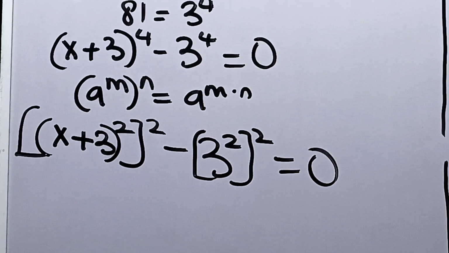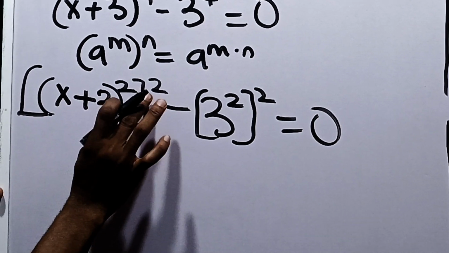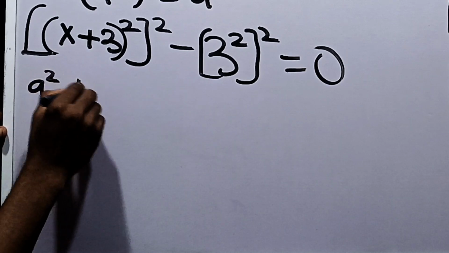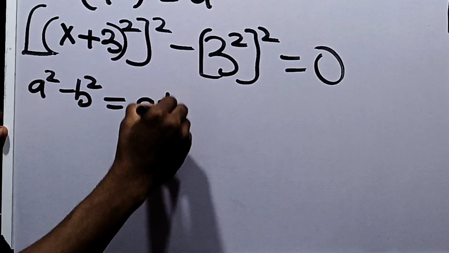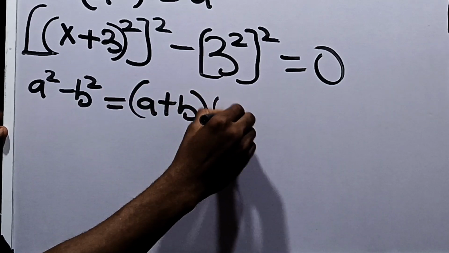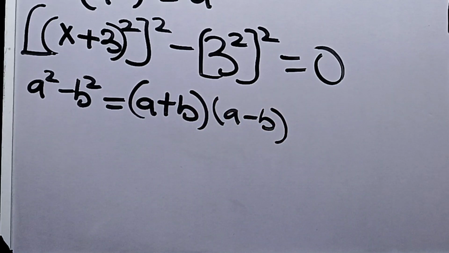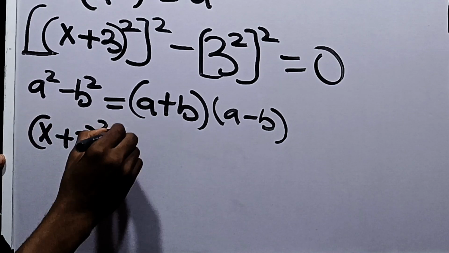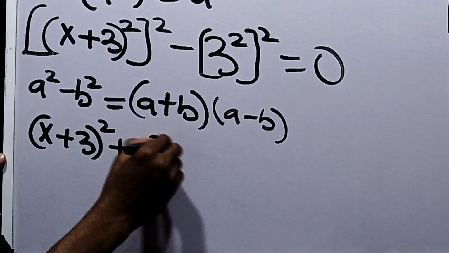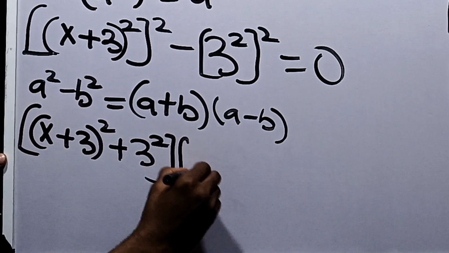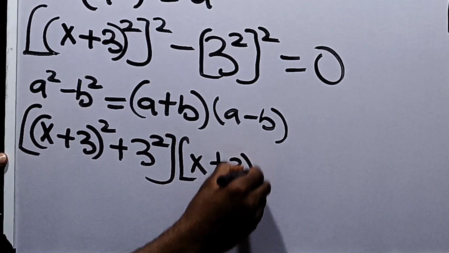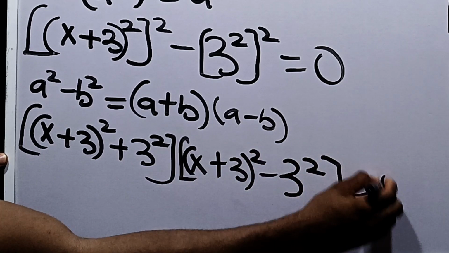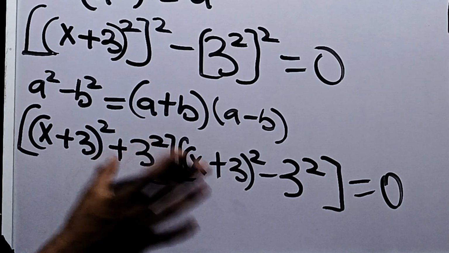Now, from here we can say that this is a difference of two squares. So we have a square and another square. And the law states that a^2 - b^2 is equal to (a + b) multiplied by (a - b). Applying the same law here, we're going to have ((x + 3)^2 + 3^2) multiplied by ((x + 3)^2 - 3^2) to be equal to 0, okay?